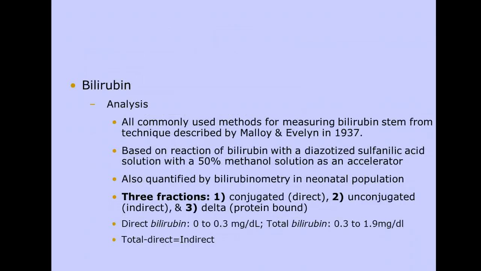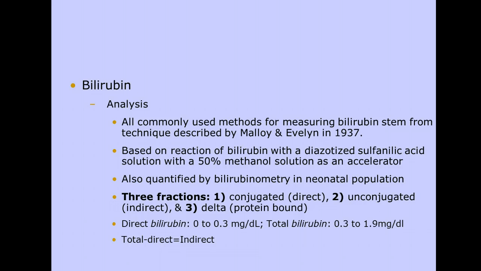So one of the things that these patients will have drawn in for the laboratory is a bilirubin. All commonly used methods for measuring bilirubin stem from a technique described by Malloy and Evelyn in 1937, so this goes way back. And we still use a bilirubin reaction with diazotized sulfanilic acid.